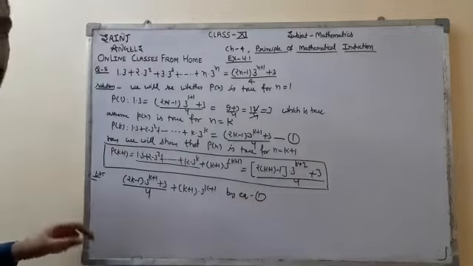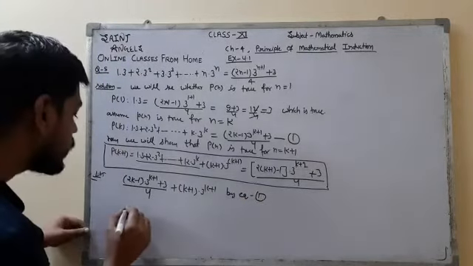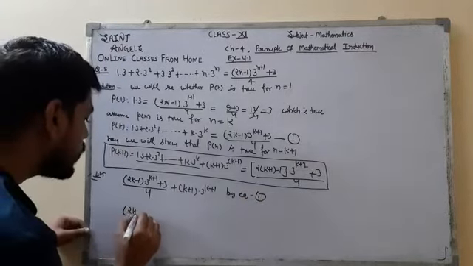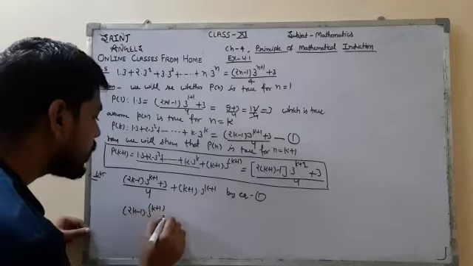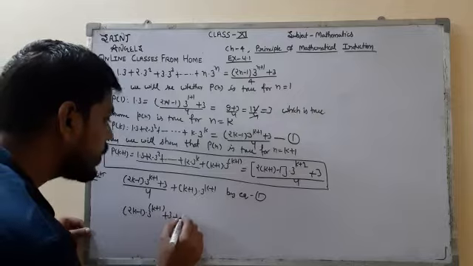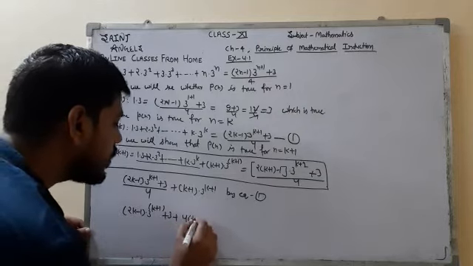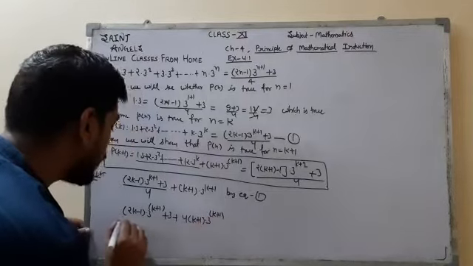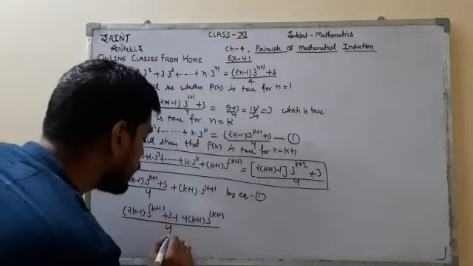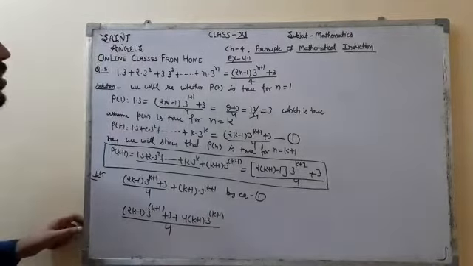Okay, so now here I am taking 4 as my LCM. So it will become (2k minus 1) 3 raised to k plus 1, plus 3, plus 4(k plus 1) 3 raised to k plus 1, upon 4. Students, please note it down and pause the video.